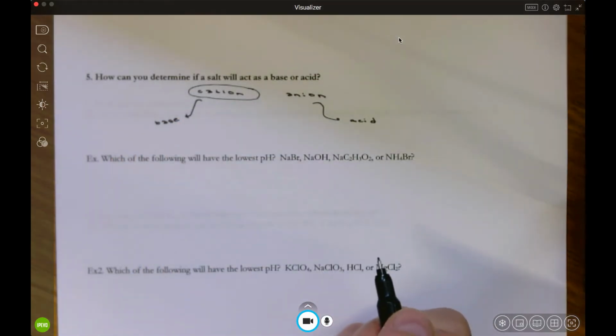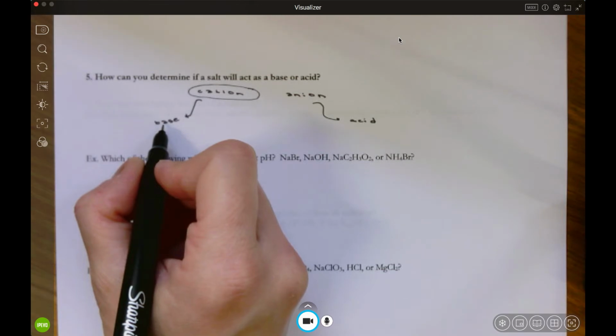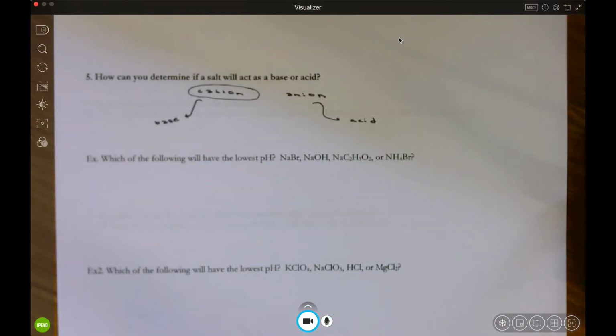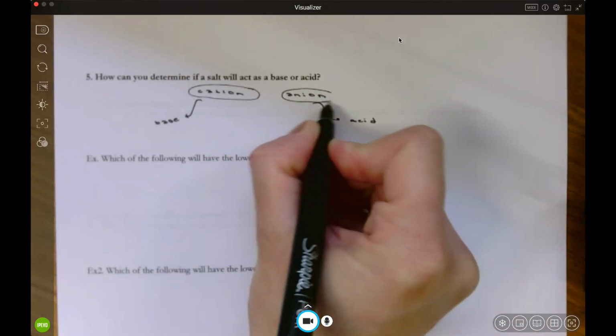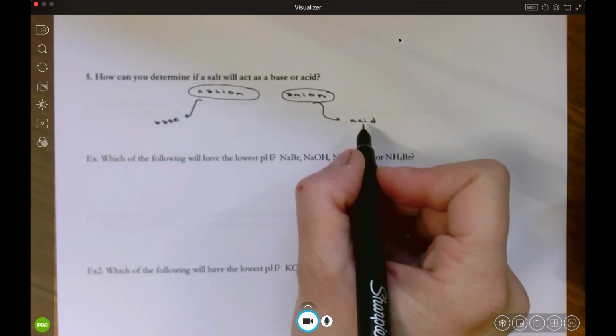acid. If it came from a strong base, it's not going to act as an acid, because remember, the conjugate of a strong base is not acidic. The conjugate acid of a weak base is acidic. Remember, the stronger your base, the weaker its conjugate acid is. Here, if the anion came from a weak acid, it will act as a base. If it came from a strong acid, it will not act like a base.